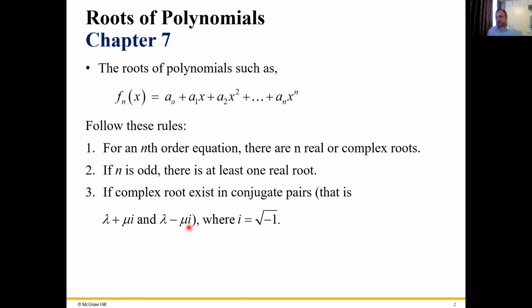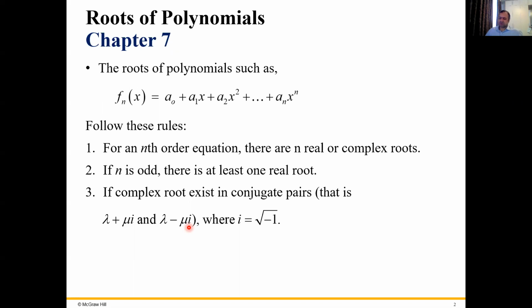So for an order 3 polynomial equation, we can say that it will have either 3 real roots, or 1 real root and 2 complex roots. Which means that any third order polynomial equation will have at least 1 real root. For a fourth order polynomial equation, it will have 4 roots.